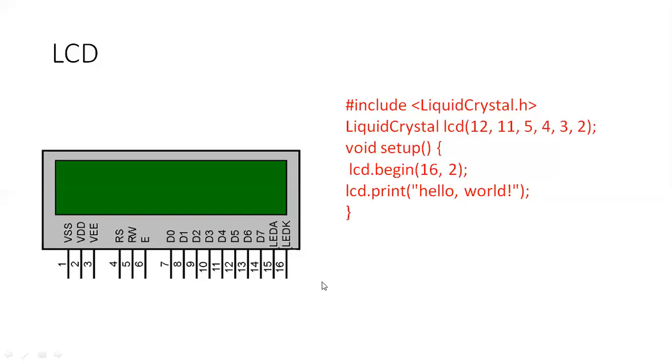So this function will be executed only once. Next one is void loop. As you know, in void loop these operations will be repeated infinite times. If you don't stop it, it will keep on executing.